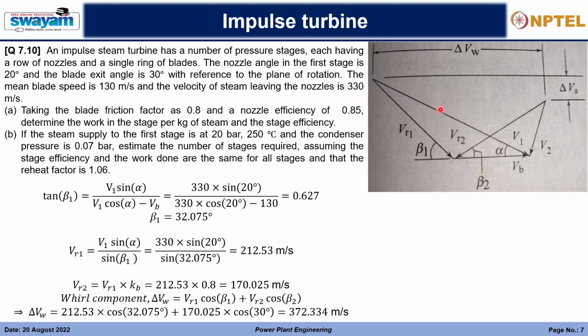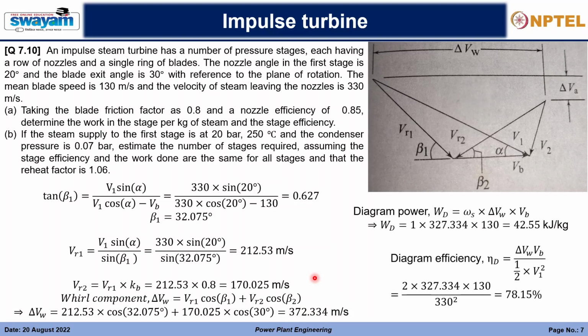So simply VW is what? It is the cosine component of VR1 and the cosine component of VR2. VR1's cosine component is this one, and VR2's cosine component is from this to this one. So we add these, and this is the total VW, and the whirl component is responsible for the blade rotation, so that is equal to 372.334.